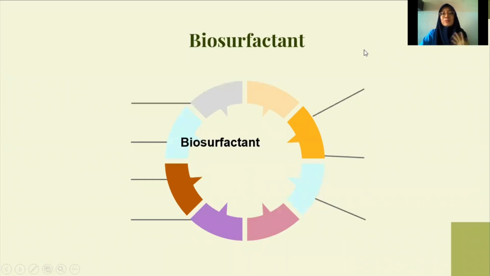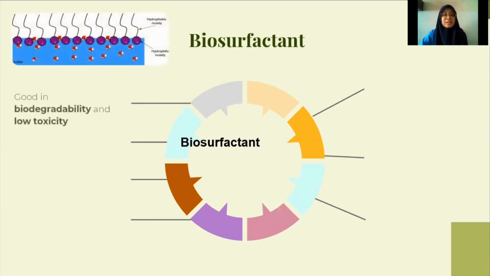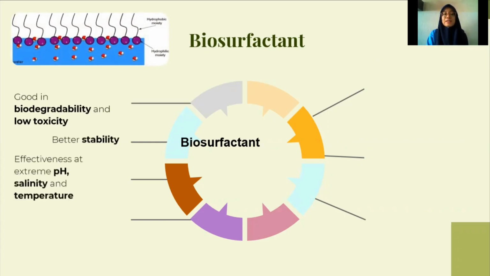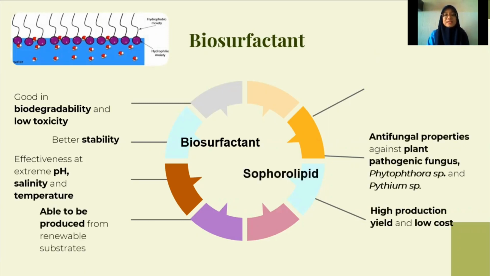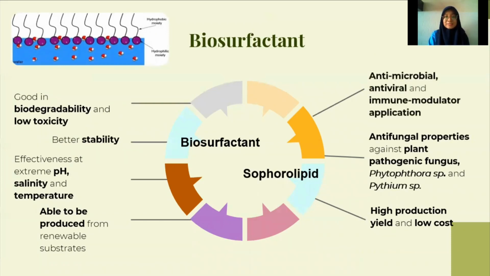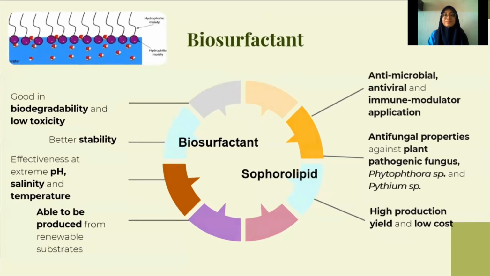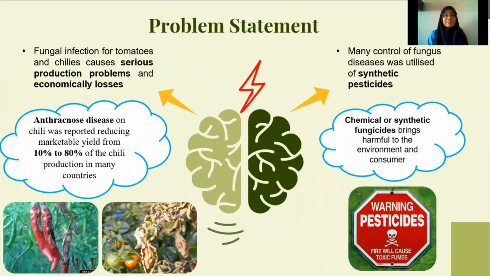There is a reason why we use biosurfactant sophorolipid as our biotechnology. This is because it is good in biodegradability and low toxicity, better stability, effectiveness at extreme pH, salinity, and temperature, able to be produced from renewable substrates, high production yield and low cost, antifungal properties against plant pathogenic fungus, antimicrobial, antiviral, and immune modulator application.